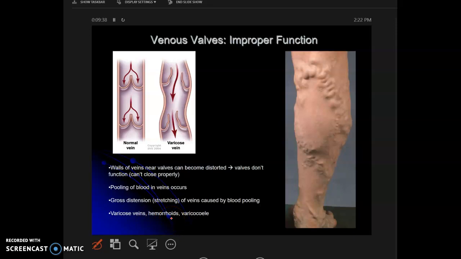Hemorrhoids is also again stretching or distension of the veins because of blood pooling. And varicocele. Varicocele happens in males, where there will be pooling of blood in the scrotal sacs and leads to infertility.